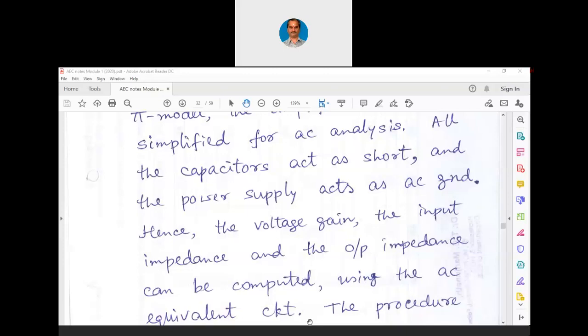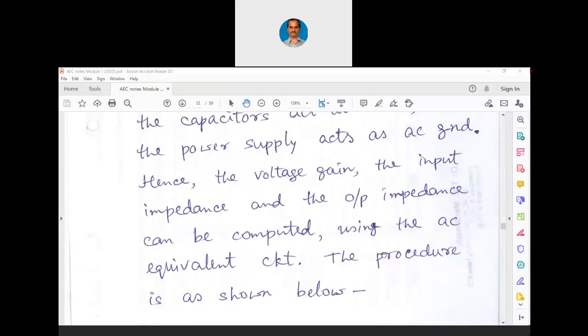So without conducting the experiment itself, we can find out the voltage gain, we can find out the input impedance, and we can find out the output impedance. And that is what is required for us. The procedure is as shown below.